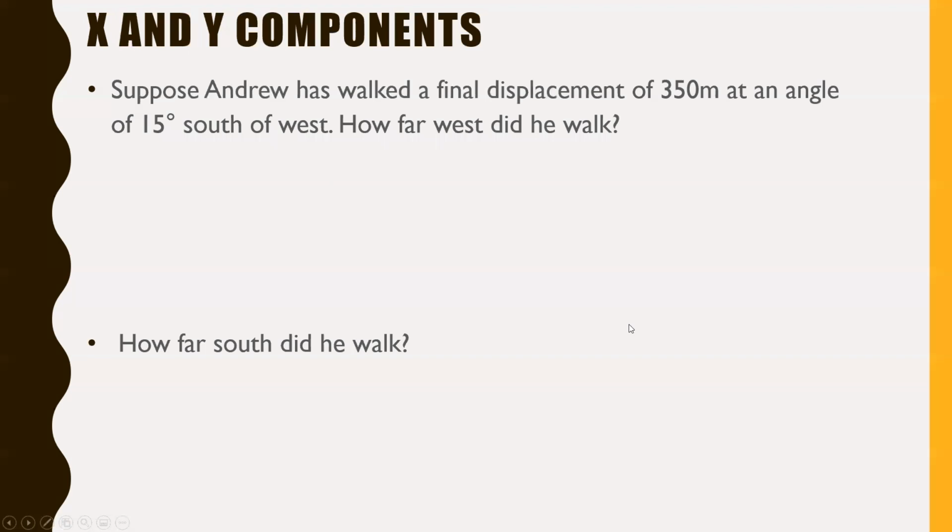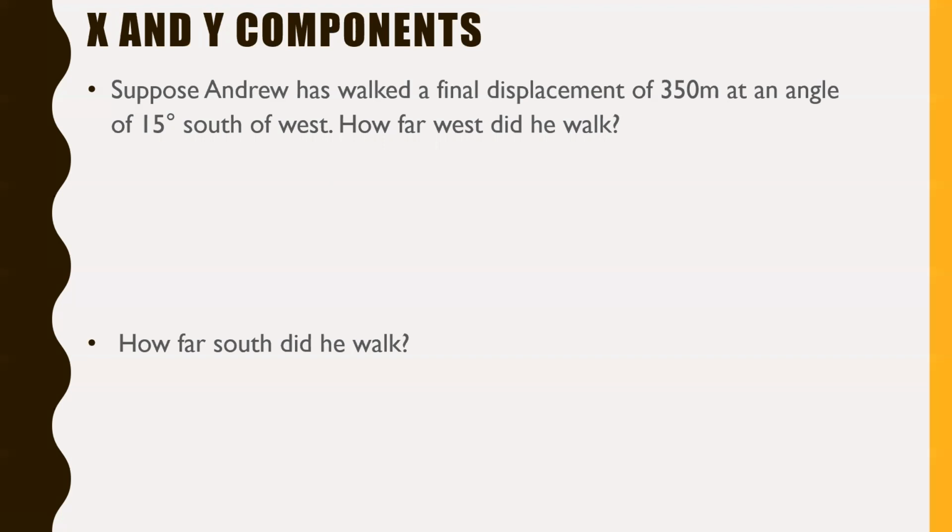So X and Y components, we'll start with an example real quick. I'd actually appreciate if you guys gave these a try. I'll read it first though. Suppose Andrew has walked a final displacement of 350 meters at an angle of 15 degrees south of west. How far west did he walk and how far south did he walk? I think we did one pretty much exactly like this last class. No peeking though. Pause the video here, give this one a try. All right, I'm going to go over this one now.